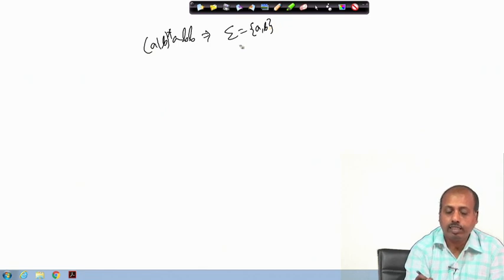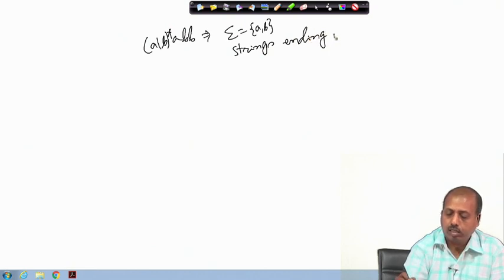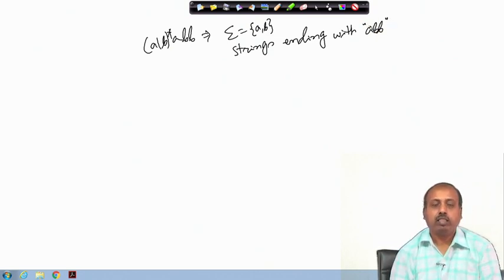and this specifies the words which are strings ending with ABB, all strings ending with the substring ABB. So, that is going to be valid strings for the language.